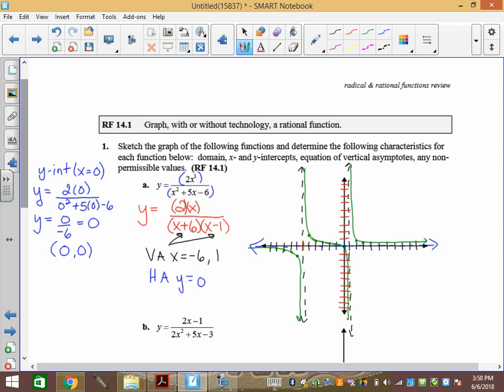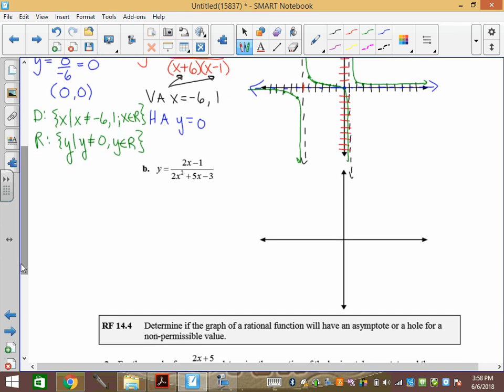Okay, my domain is going to be everything but -6 and 1 because that's where it doesn't exist. The easiest way to write that is x cannot equal -6 and 1, but x is an element of the reals, so it's every other number but those. And the range is going to be y such that y is not equal to 0, and everything else is fine. So let's look at the next function.